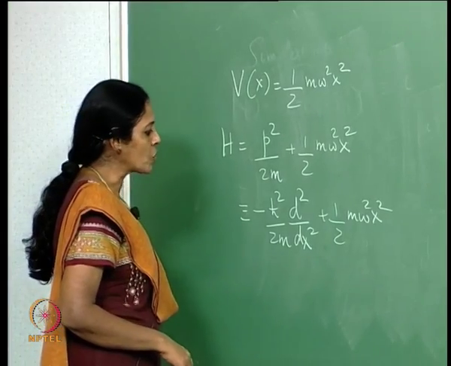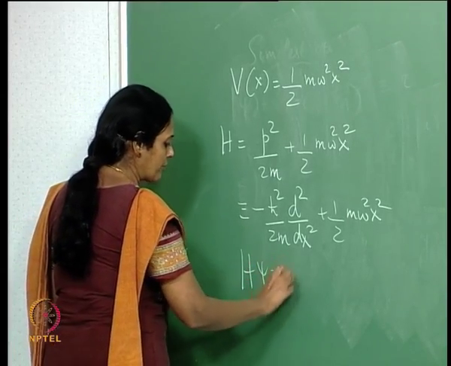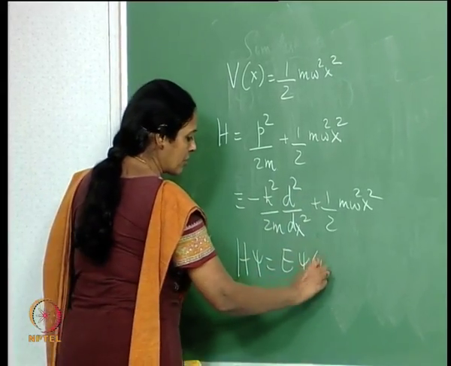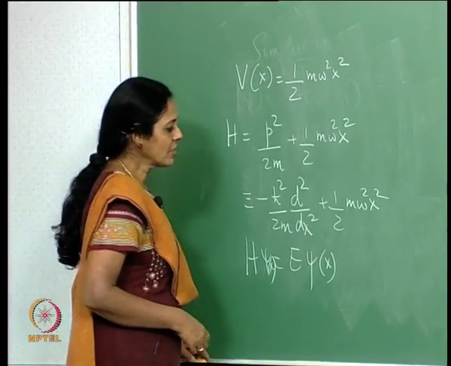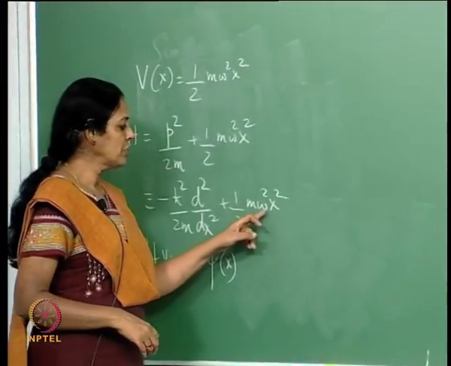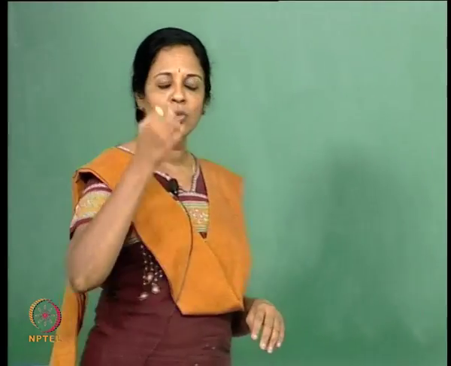We shall not attempt to solve the differential equation in detail now. The equation itself is h psi is E psi, where h is given by this and psi is a function of x. But on the other hand, certain points are notable. The potential itself, V of x versus x, is a parabola. It is a symmetric potential, symmetric about x is equal to 0.